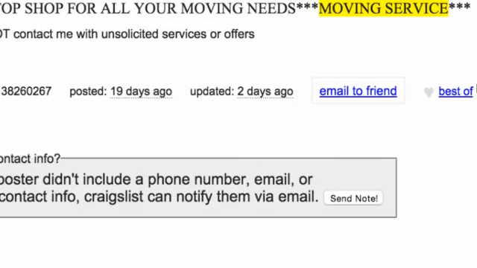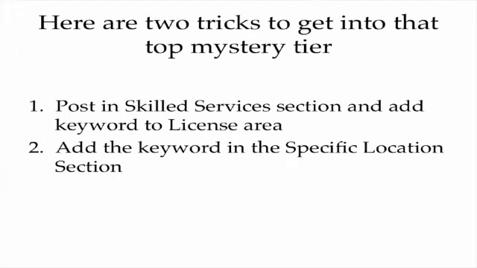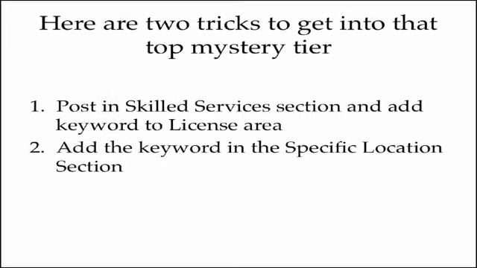So what I'm now going to show you is how to get into the mystery tiers. So there are two tricks to getting into that top mystery tier. First is to post in the skilled services section and add your keyword to the license area. And second is to add your keyword in the specific location section of the ad.